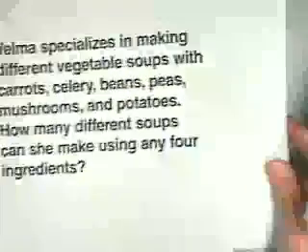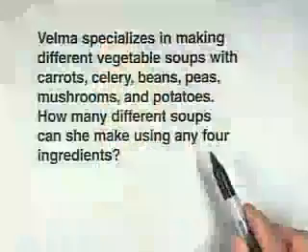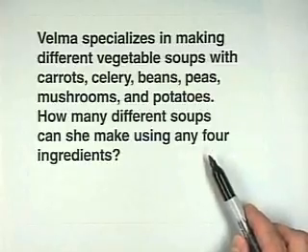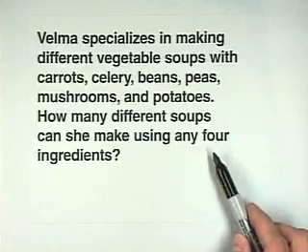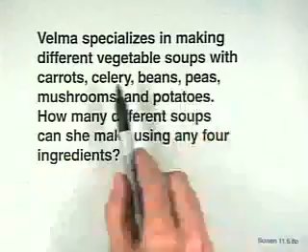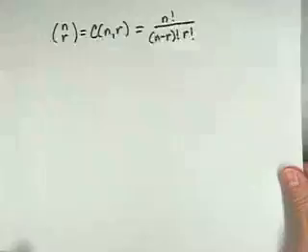Let's try this out. Velma specializes in making different vegetable soups with carrots, celery, beans, peas, mushrooms, and potatoes. How many different soups can she make using any 4 ingredients? We need to decide if this is a permutation or a combination problem. Looking at the problem, in any particular soup, she wants 4 ingredients. It's not going to matter the order in which the ingredients are in the soup. Order doesn't matter. It's a combination problem. In addition, we have 1, 2, 3, 4, 5, 6 vegetables. We want to choose 4. This is a combination problem.